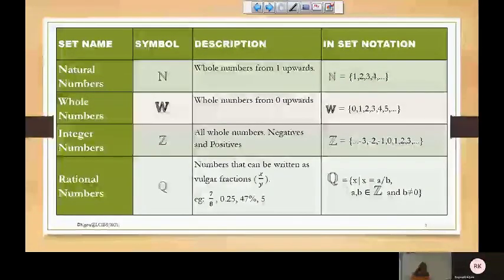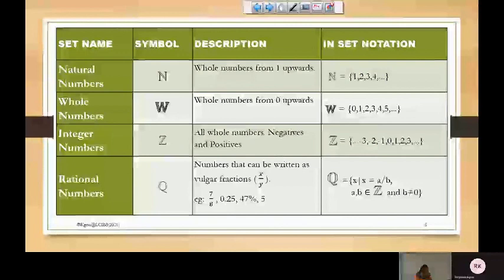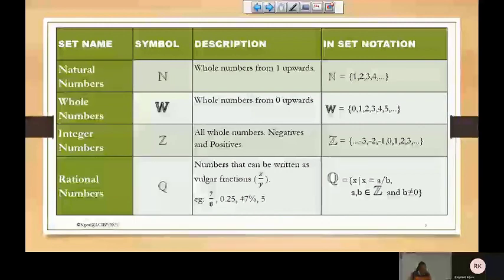You've seen the illustration in the set as a Venn diagram. Here they are with actual descriptions in case you want to familiarize yourself. Actually, it's not in case. You really need to know the definition. A natural number, these are basically whole numbers from 1 upwards. In short, the short description is that. Whole numbers, whose symbol there is a W.